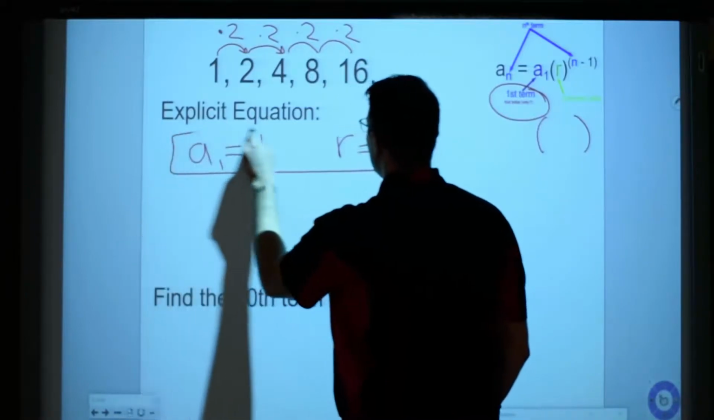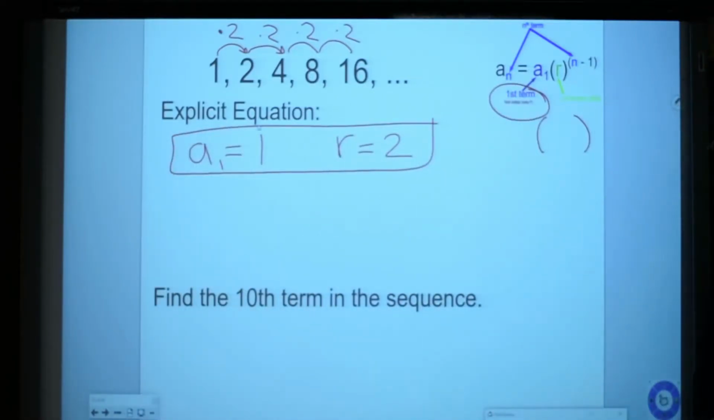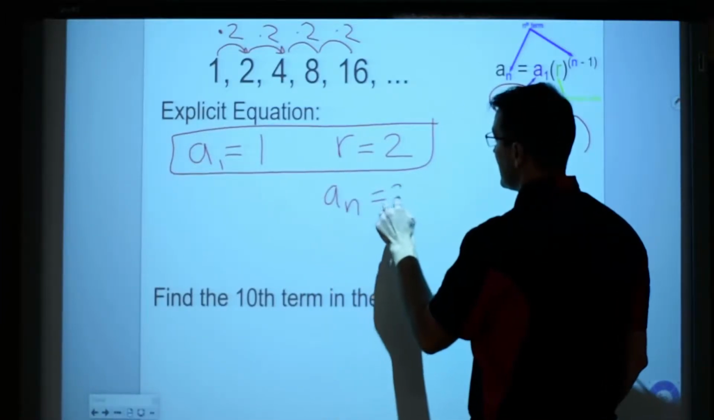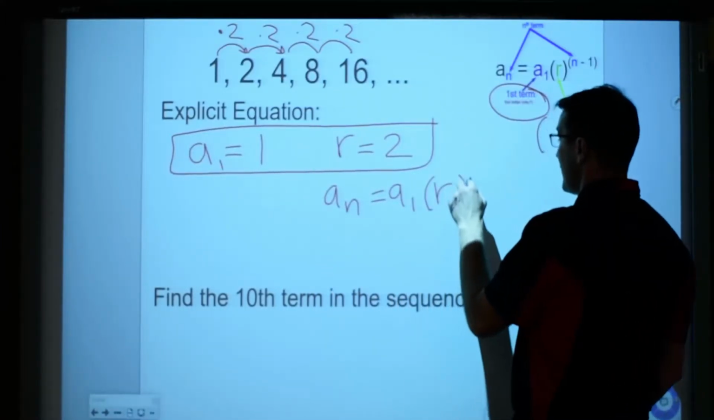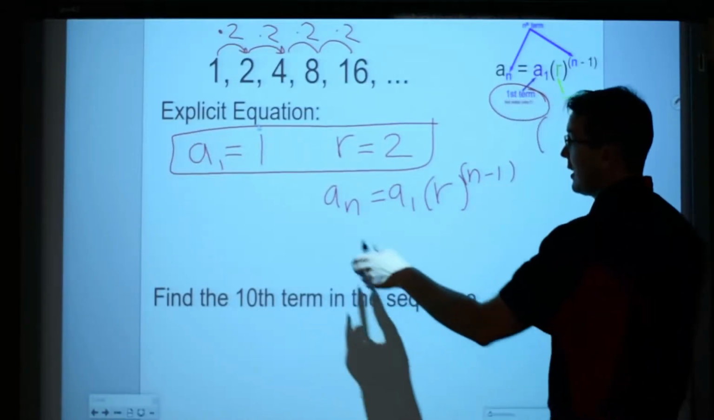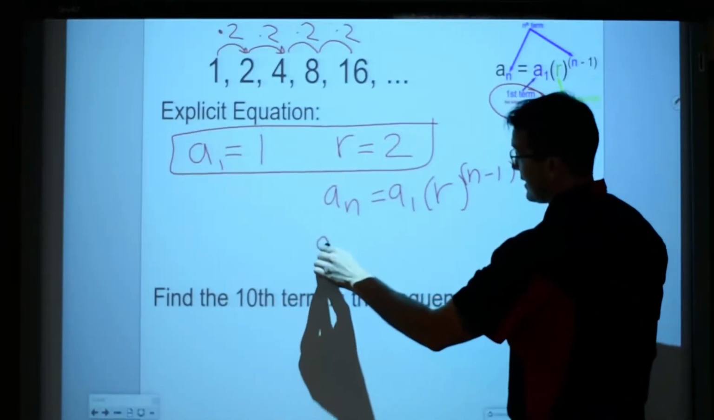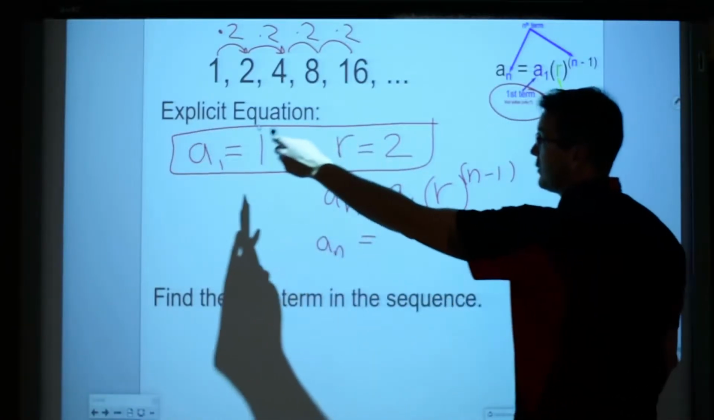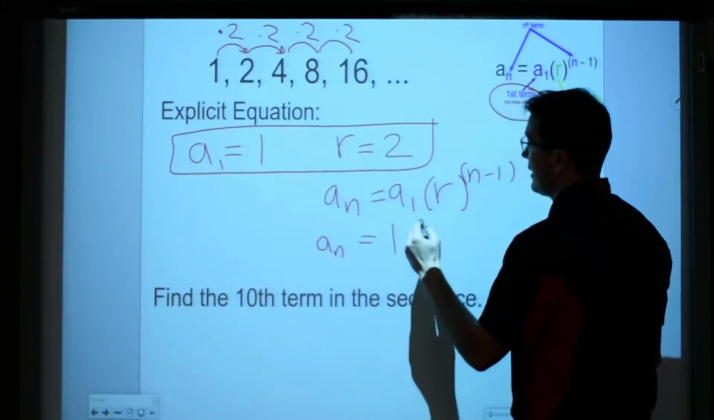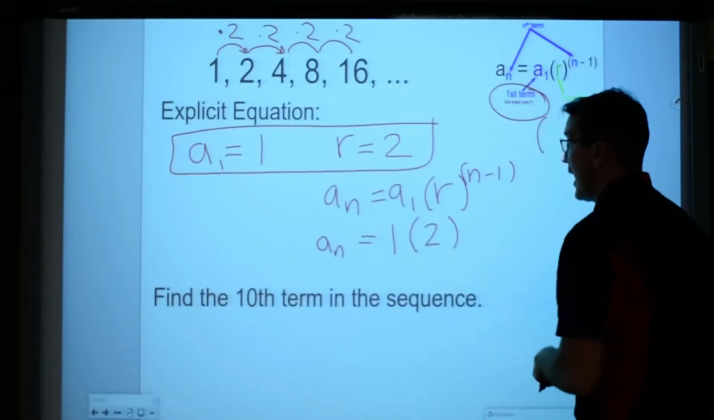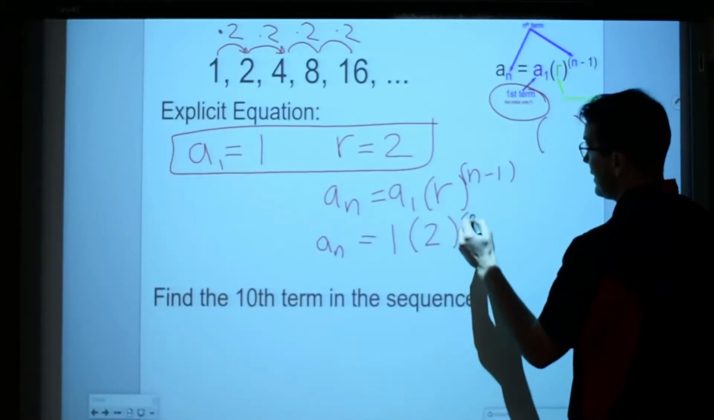Now that I have these things, I can write the equation. The explicit equation is this. It's a sub n equals a sub 1 times r to the n minus 1. Okay, so how am I going to write that out? A sub n stays a sub n because I want to be able to find any term in the sequence. A sub 1, well, that's my first term, and that was a 1. R, that was 2, that was my ratio. And then to the n minus 1.